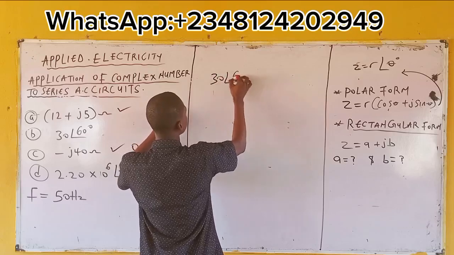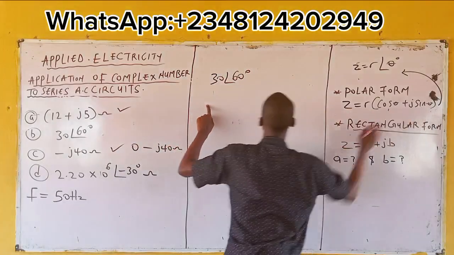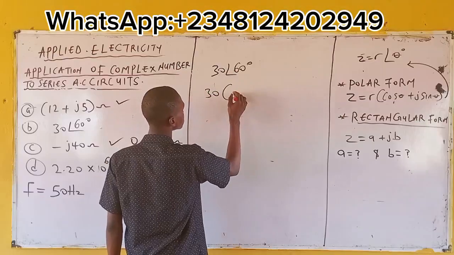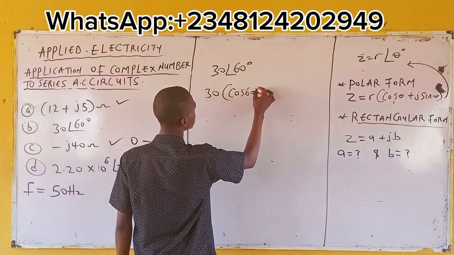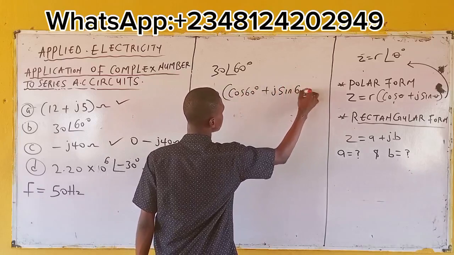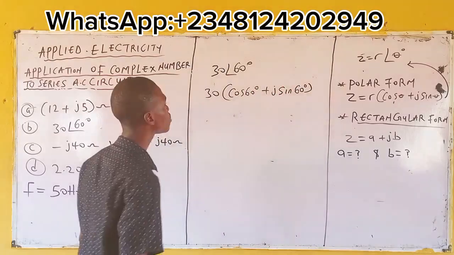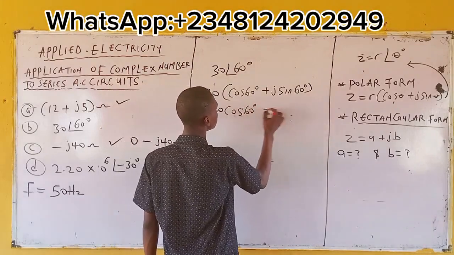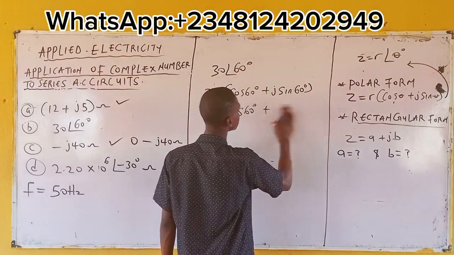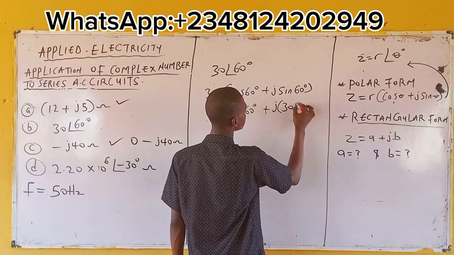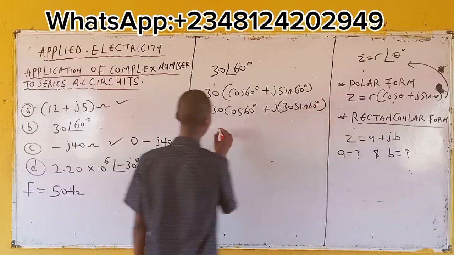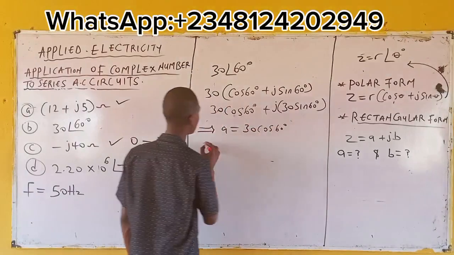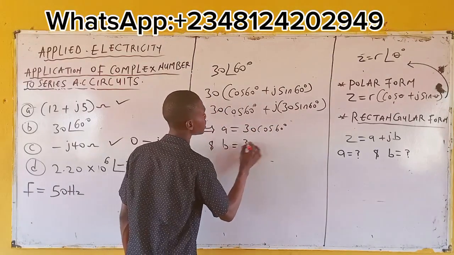30 at 60 degrees, you are converting it to this form, meaning I need my R and I need my theta. 30 all in bracket cos 60 degrees plus J sine 60 degrees, right? Any question on that? By the time you open up, meaning that 30 cos 60 degrees plus J open bracket 30 sine 60 degrees. What this implies is that A is equal to 30 cos 60 degrees and B is equal to 30 sine 60 degrees.